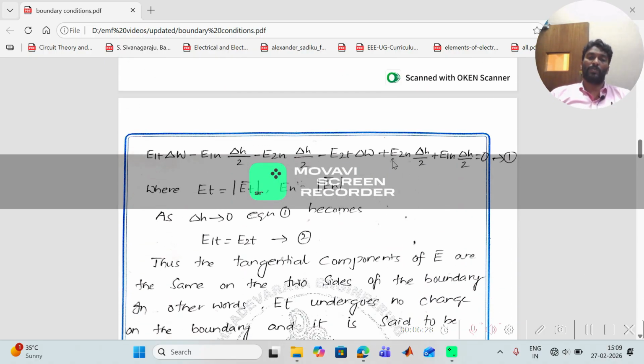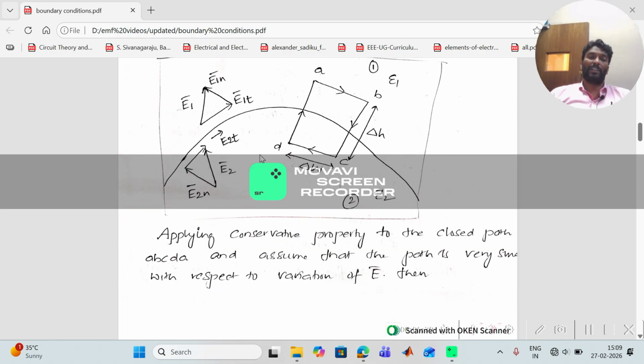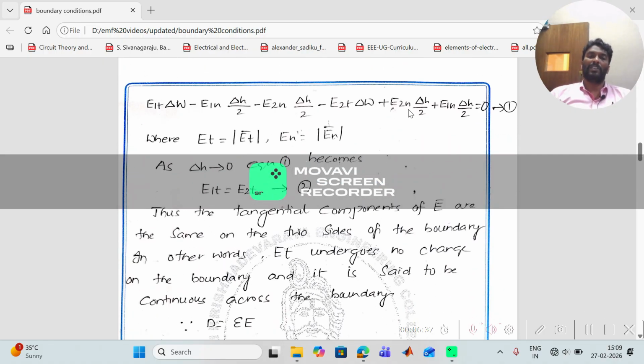And if you see the components, both are positive because they are traveling in the same direction of E2n and E1n. So it is clearly mentioned as E2n, E1n both are positive. Delta H by 2 is the distance traveled by the path from D to A.